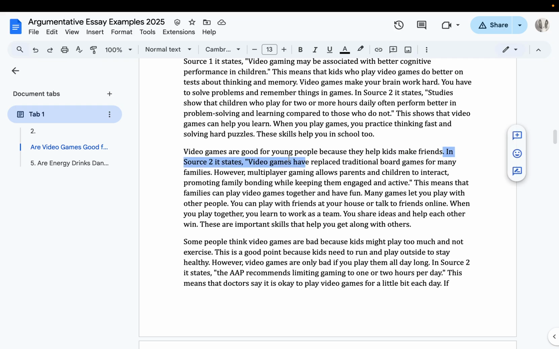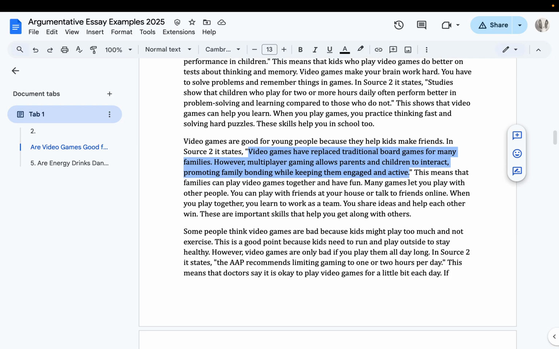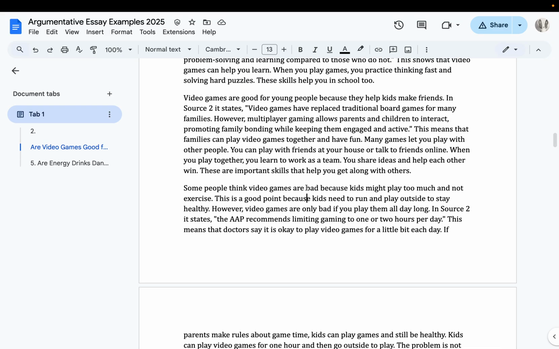This is not a really good one though, in either of the essays, because here they're talking about make friends, but here this evidence is talking about families. Yeah, so this topic sentence needs to change or the evidence needs to change. And then we have, that's their paragraph.